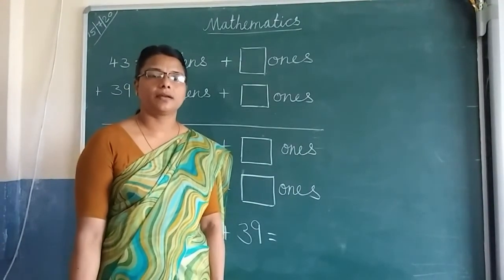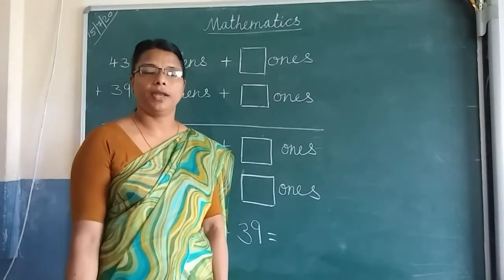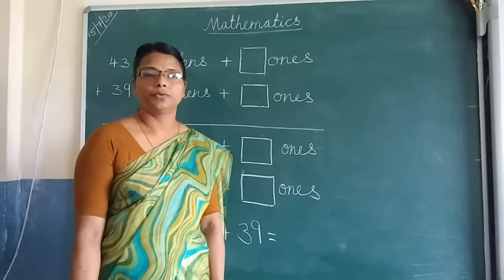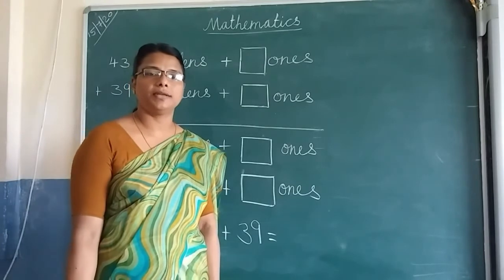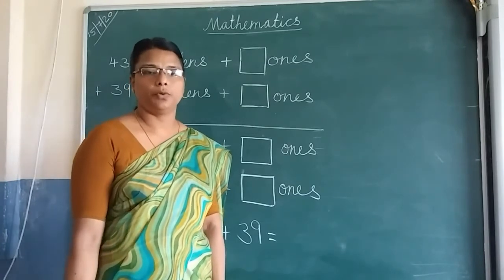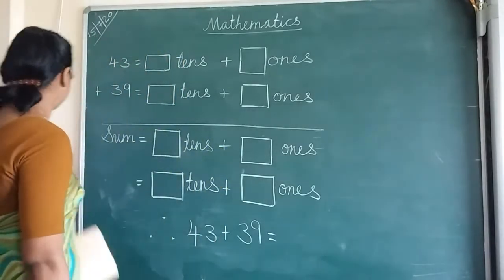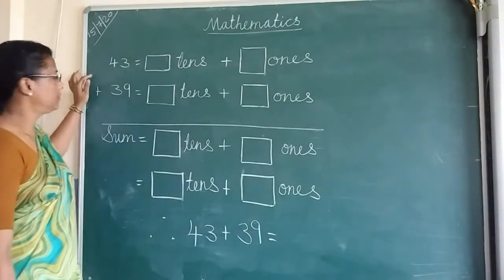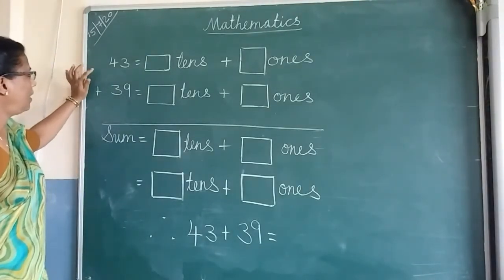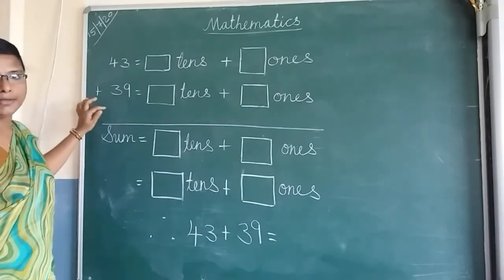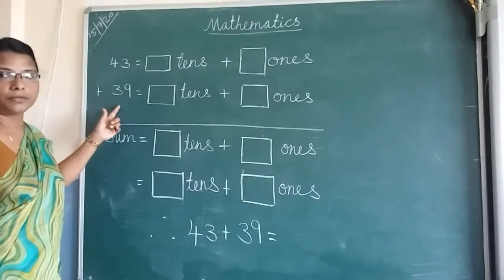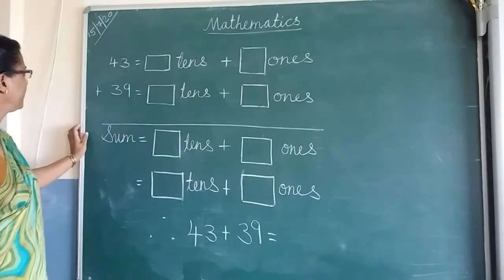Four questions are given in page number 49. I shall solve one for you. You solve the other three questions in your test. Look here. Add 43 and 39. 43 plus 39.